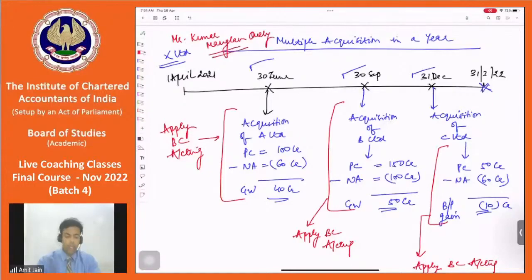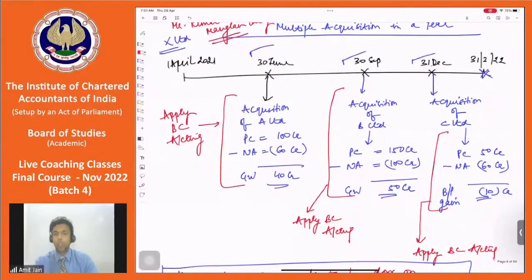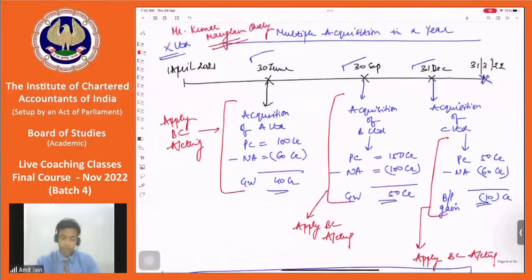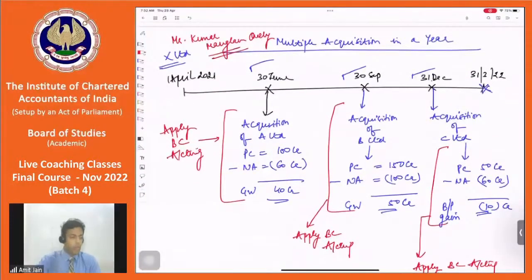Are we clear, guys? I believe this is the question you are asking: multiple acquisitions in one particular year, should I apply the business combination accounting after combining all those things, or will we apply the business combination accounting on the respective dates? Are we clear, guys? Yes or no? One person has raised a question.